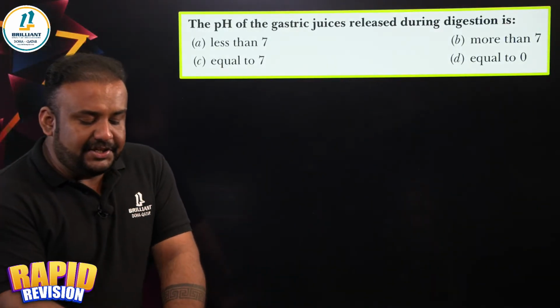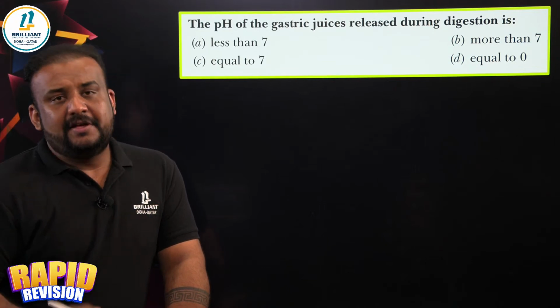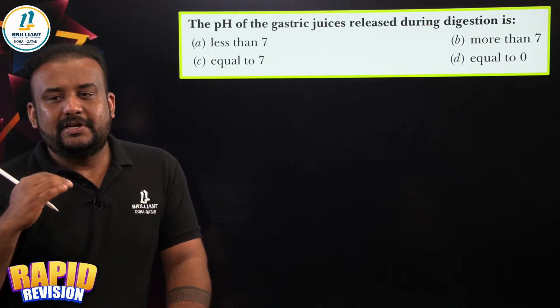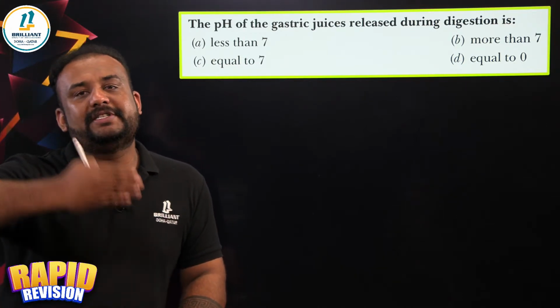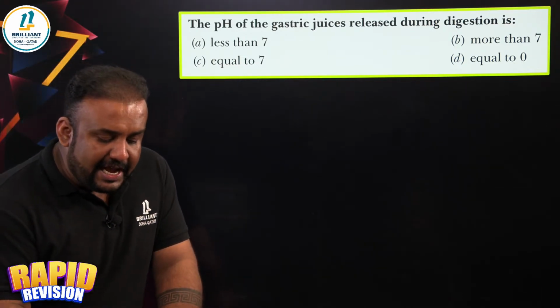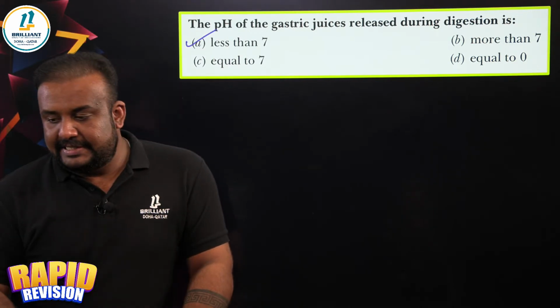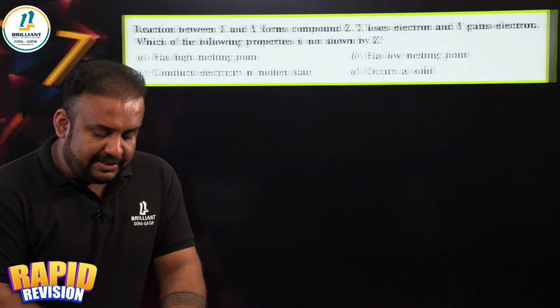Right. Next one. The pH of the gastric juice released during digestion is. What is the pH of the gastric juice? Gastric juice contains hydrochloric acid. So it usually ranges from 1.7 to 1.8. So it's always an acidic pH, which is less than 7.